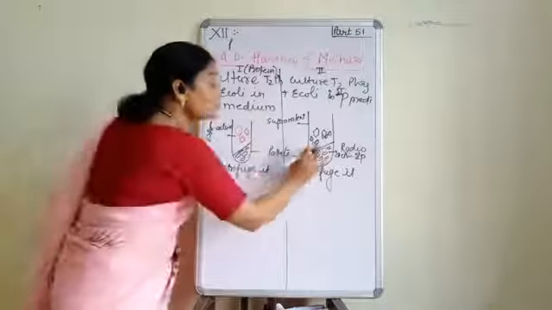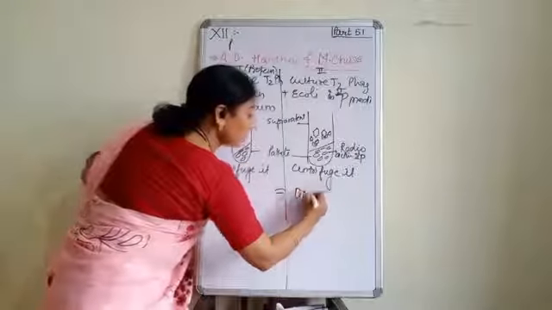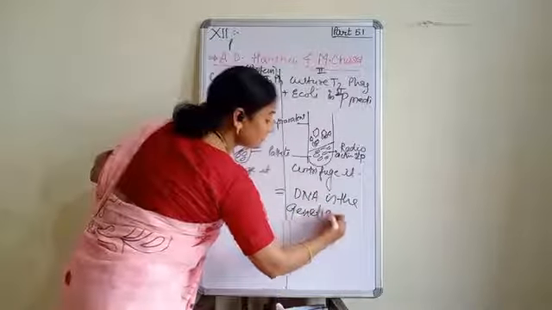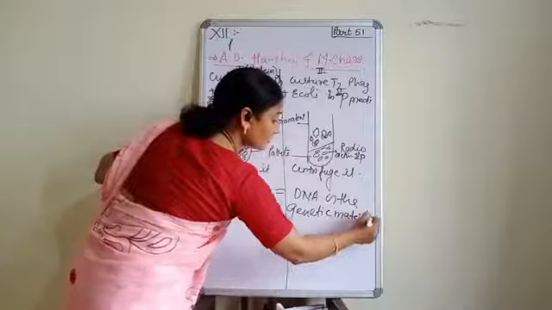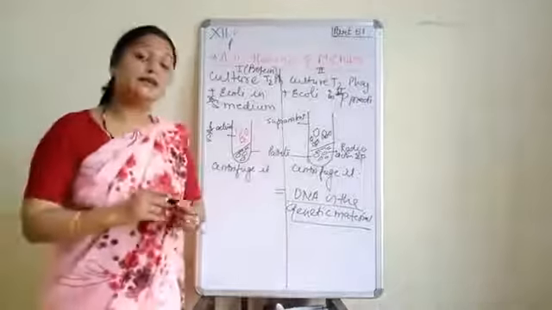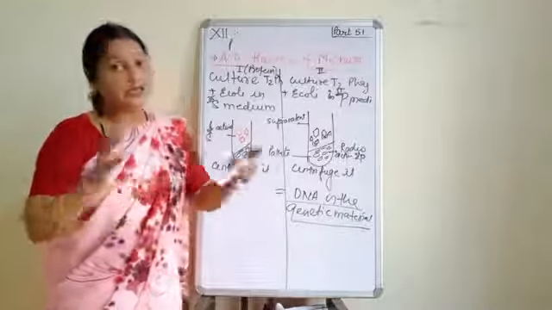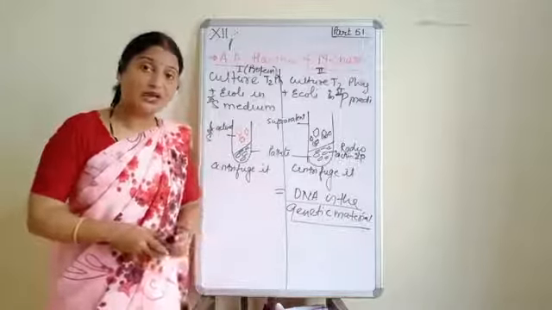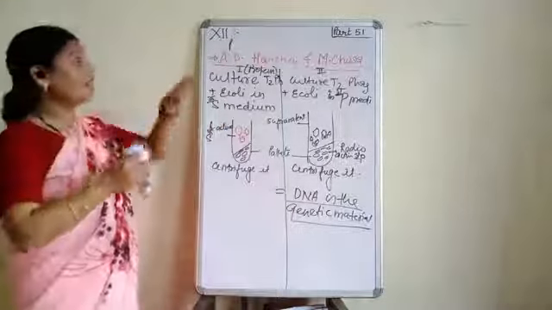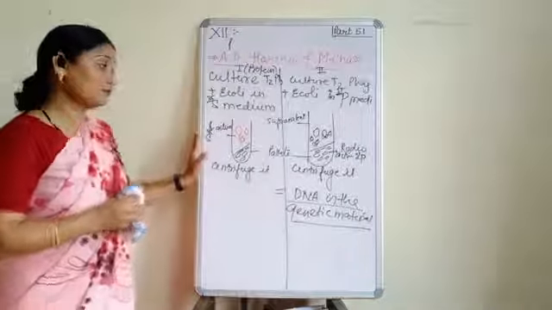Now, what is the result? This proves that DNA is the genetic material, which transmits from one generation to the other generation. It carries all the information and then it is transferred from one generation to the other. So children, this is the experiment of Hershey and Chase, and they proved that DNA is the genetic material.